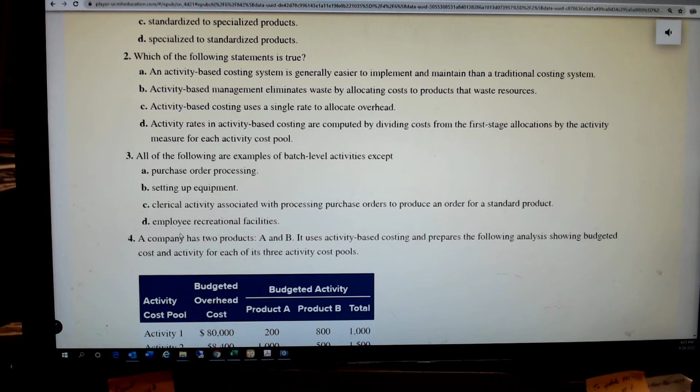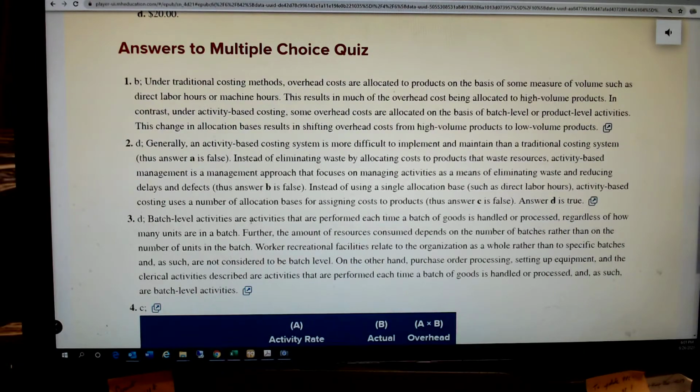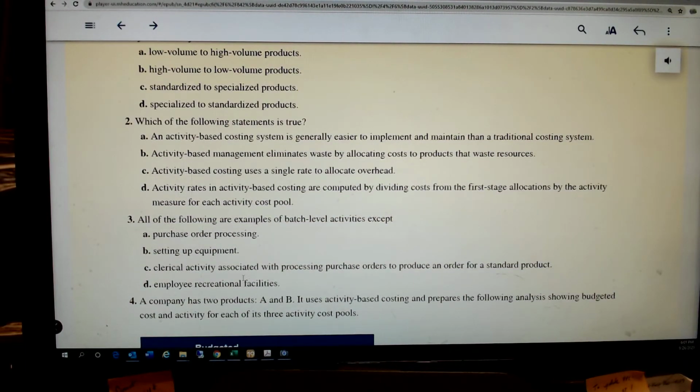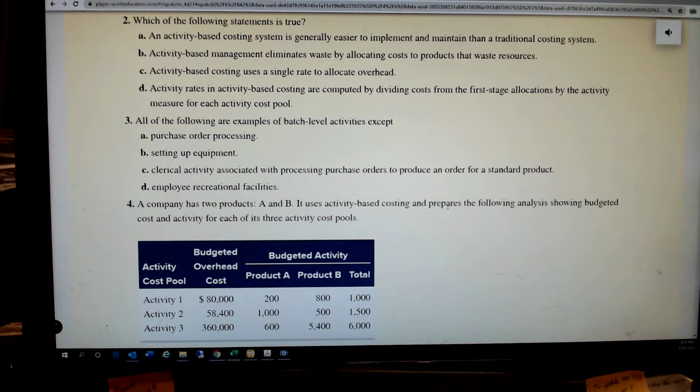That it would be. Employee recreational facilities. That's not batch level. That's facility level. Did we get it right? D. Yep. Good. That's a facility. It doesn't matter how many batches I run or how many products I have. This is a facility level cost. Having an employee gym or cafeteria or something.